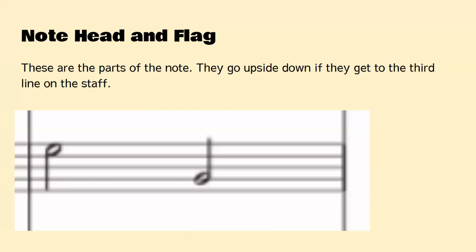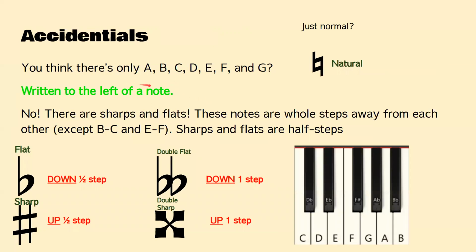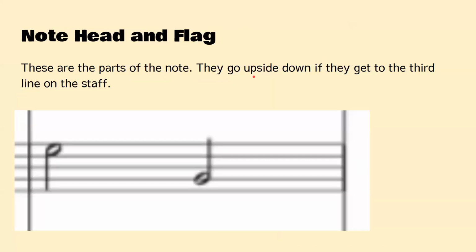Note head and flag. So this might just seem simple, like, oh, the head's the circle part, and this flag is that part that sticks out. Well, something you need to know is they'll take off points if you don't draw it the right way. Oh, and I forgot to say back here, accidentals are always written to the left of a note. And if you don't do that, then they would take off points.